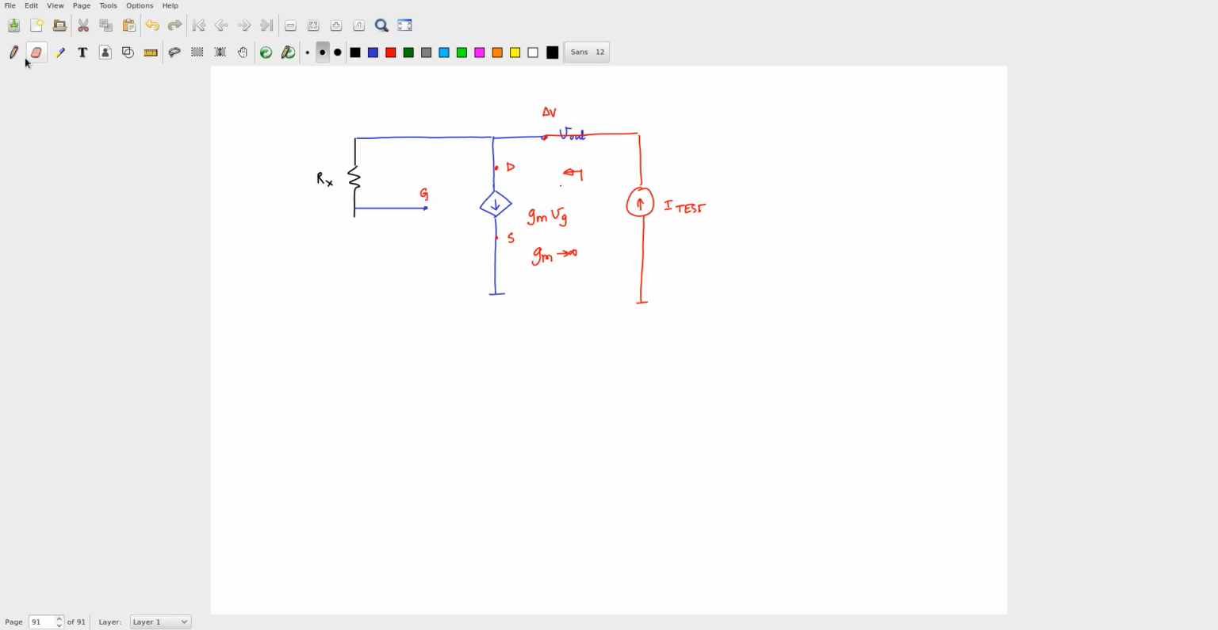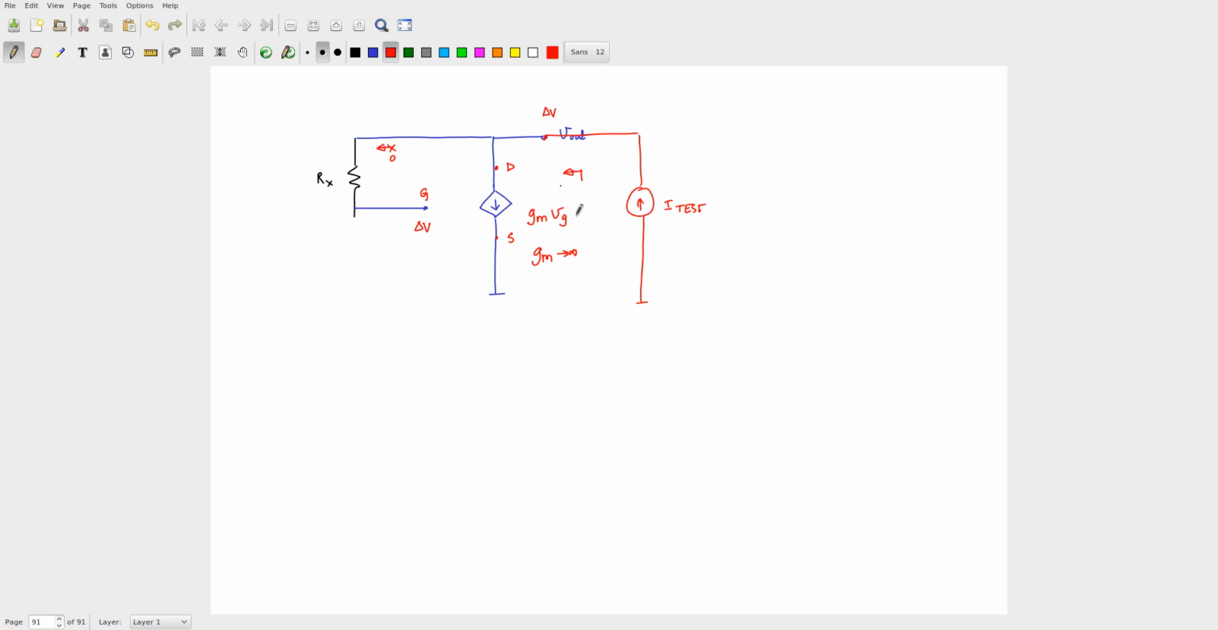No, it's correct. What we are doing is correct. So you have put I test here, right? You have called this voltage delta V. What will Vg be? This current is 0, right? There is no current flowing now because you have removed it, there is nothing here. So this is floating. So this will also be delta V.